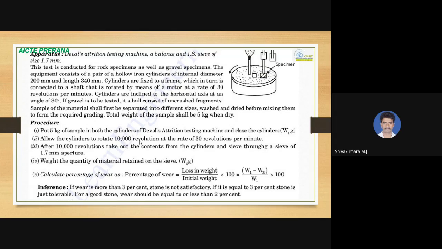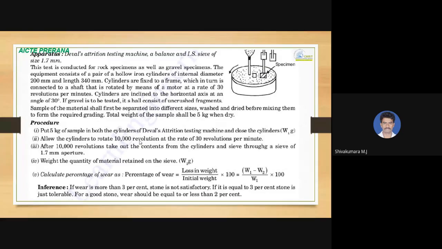After giving 10,000 revolutions, take out the contents from the cylinders and then sieve these through a 1.7 mm sieve and take the weight of the quantity of material retained on this 1.7 mm sieve, which is named W2. Finally, you calculate the percentage of wear as the loss in weight after 10,000 revolutions divided by the initial weight, which is 5 kg. That means (W1 minus W2) divided by W1, into 100. Thus, that will give us the percentage of wear.